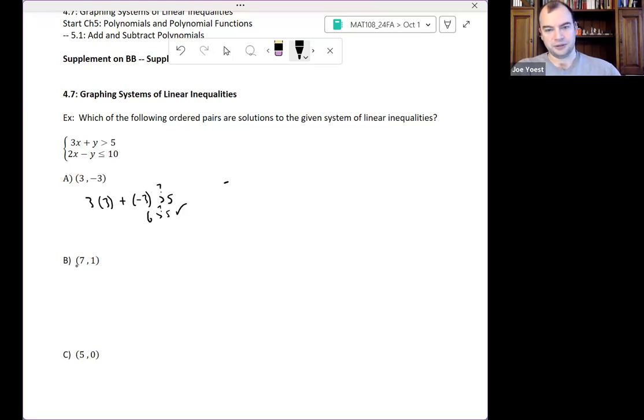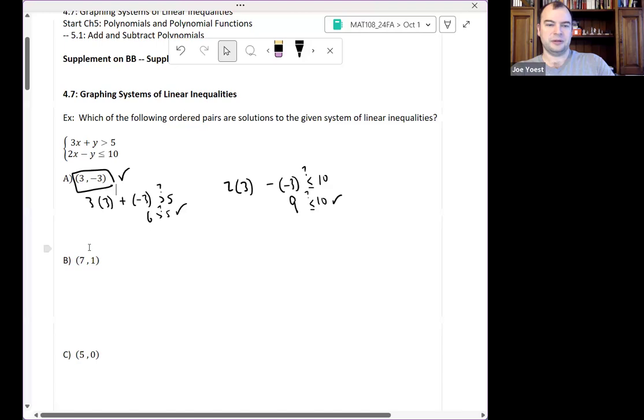And check the second. 2 times 3 minus a negative 3. Is that less than or equal to 10? Well, 6 plus 3 is 9. Is that less than or equal to 10? Yes, it is. 9 is less than or equal to 10. So 3 comma negative 3 is a solution to this system.